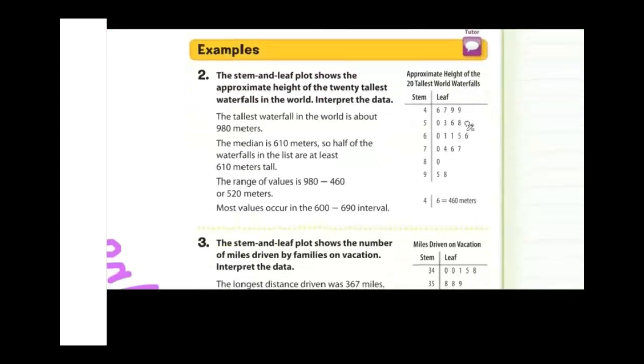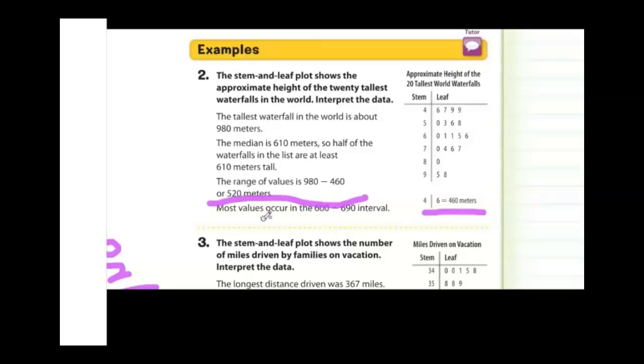This particular example has a slightly different key. So 4/6 doesn't mean 46, it means 460. So we're looking at the height of waterfalls. So the very smallest waterfall is 4/6, which is 460. The tallest waterfall is 9/8, which would be 980. So over here, it's telling us that the range of values is going to be 980 minus 460. That's going to be 520.